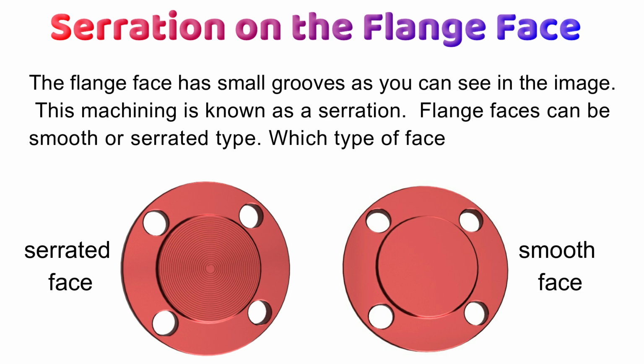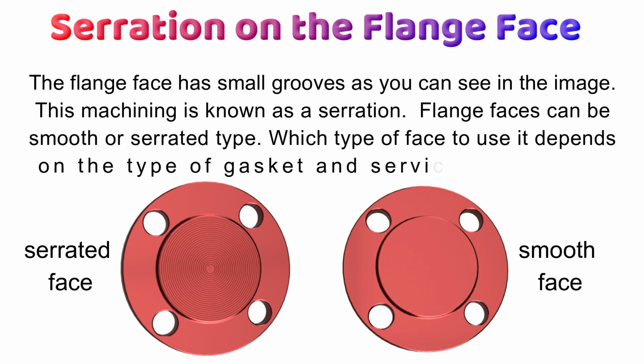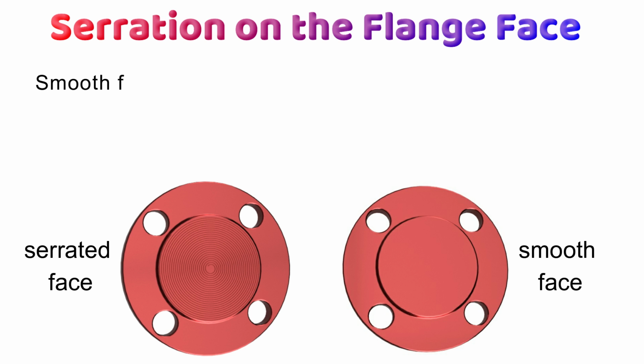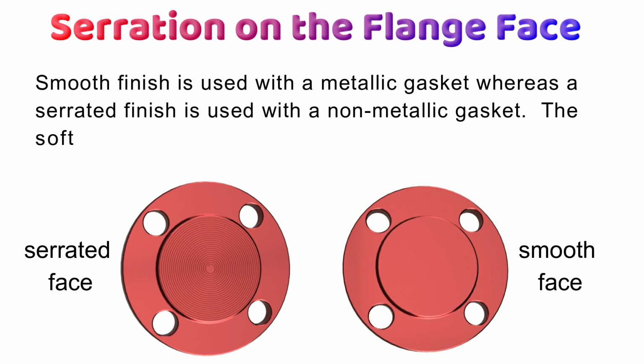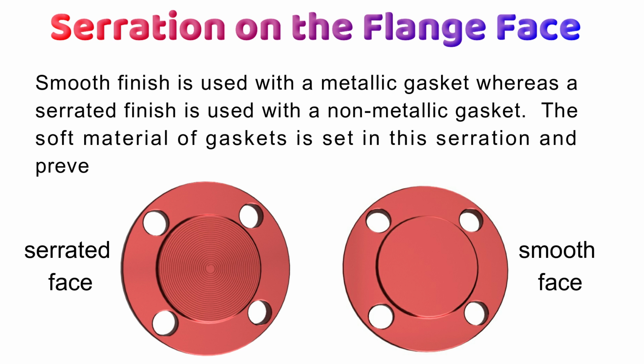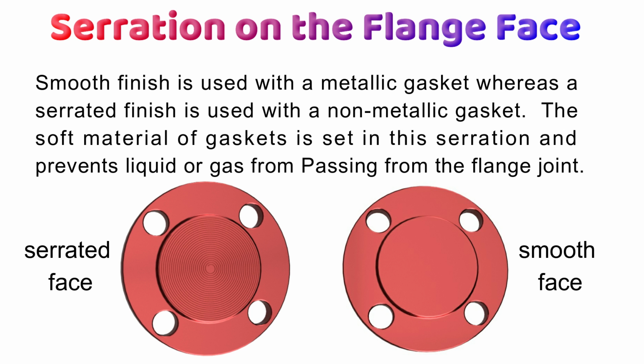Which type of face to use depends on the type of gasket and service of the fluid. Smooth finish is used with a metallic gasket, whereas a serrated finish is used with a non-metallic gasket. The soft material gasket is set in this serration and prevents liquid or gas from passing through the flange joint.